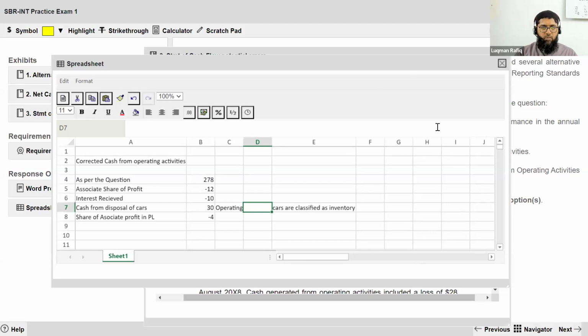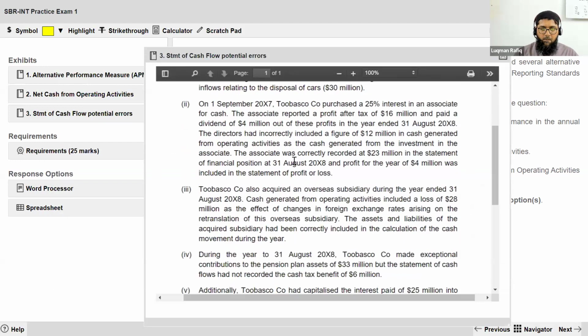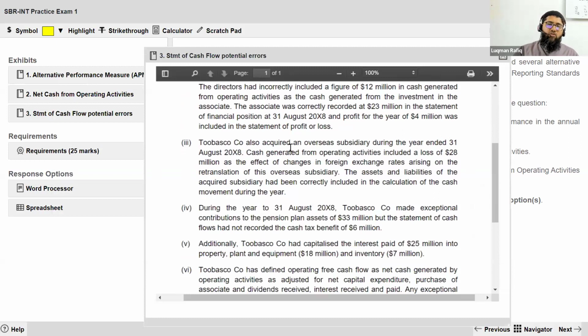Now what next is there? It says Toobasco company also acquired an overseas subsidiary during the year ended 31st August 2008. Cash generated from operating activities included a loss of 28 million as the effect of changes in foreign exchange rates arising on the retranslation of the overseas subsidiary. The assets and liabilities of the acquired subsidiaries have been correctly included in the cash movement. Now see what happens is that it should not be included because it's just a movement. It's no outflow, it's no inflow.